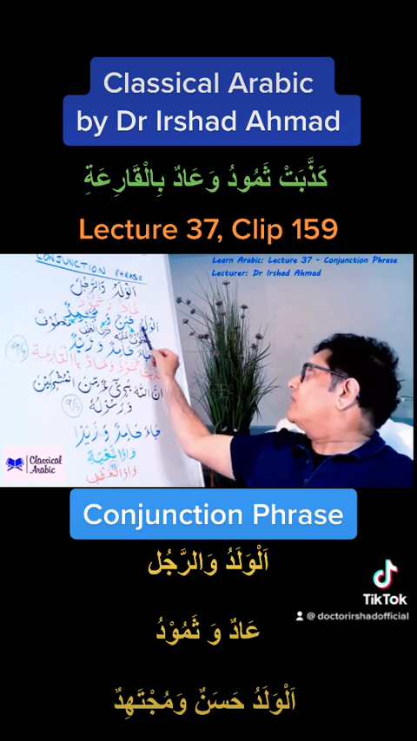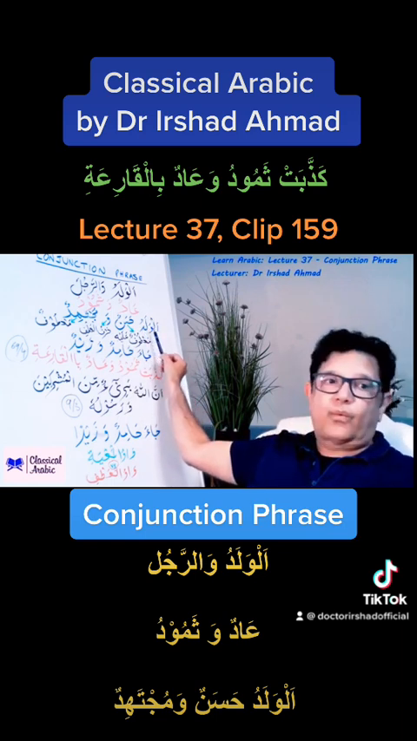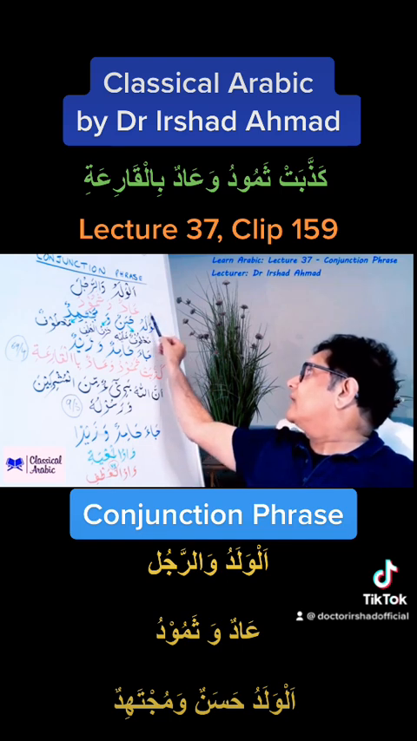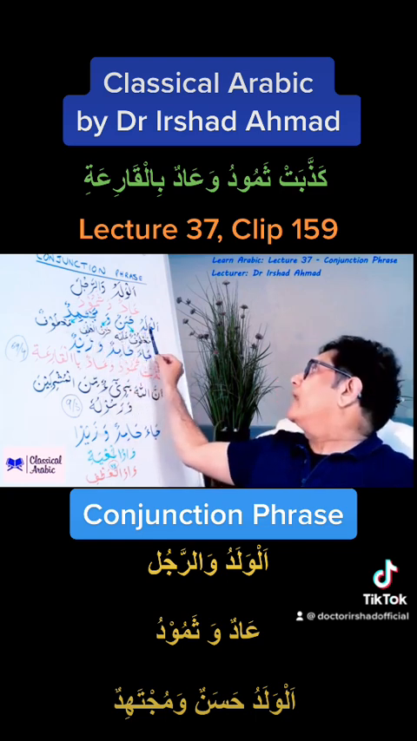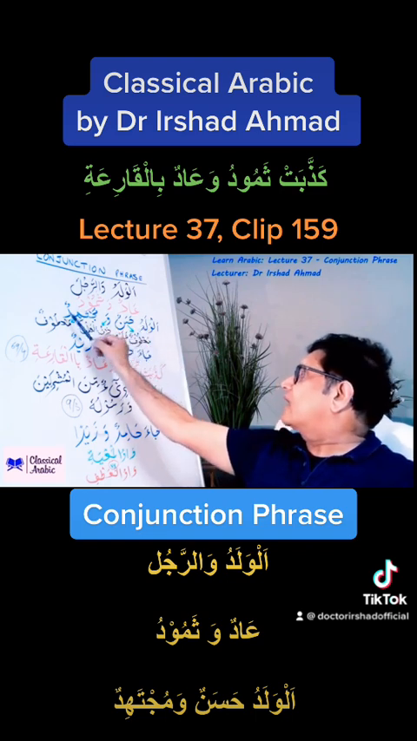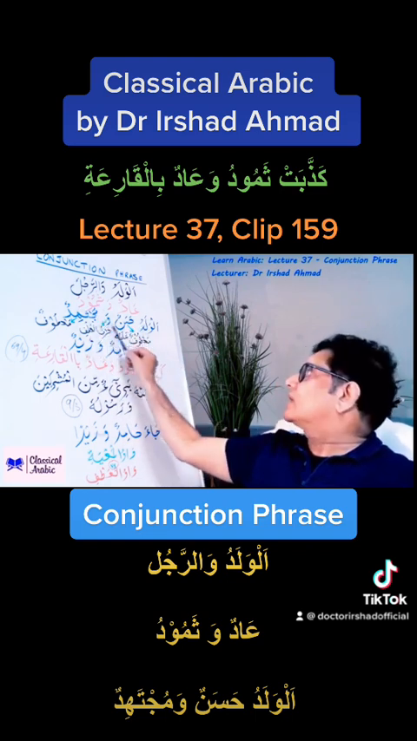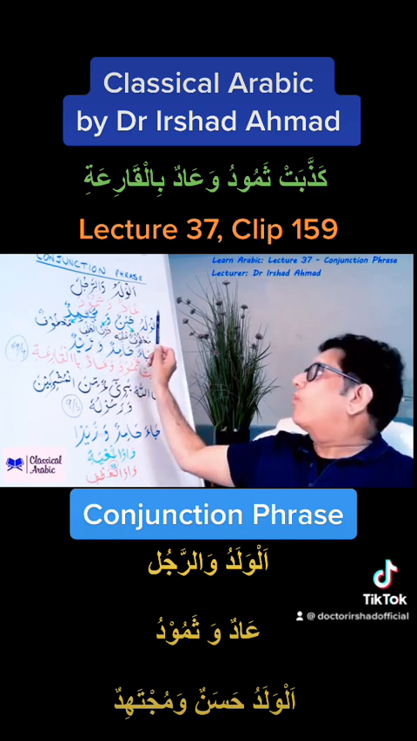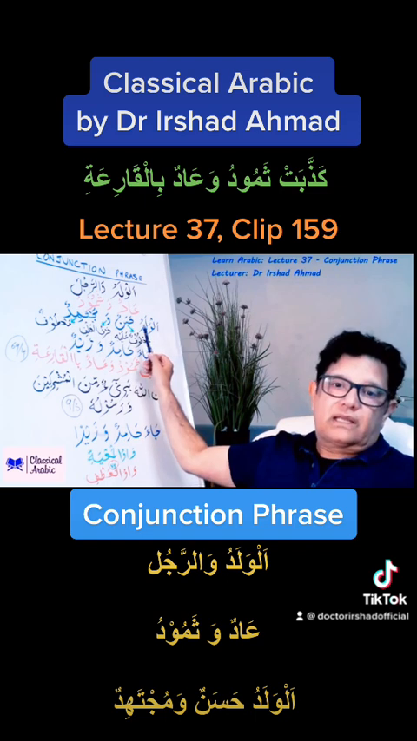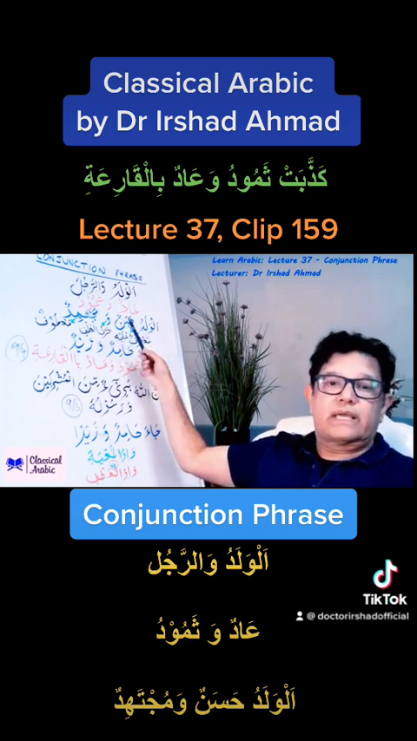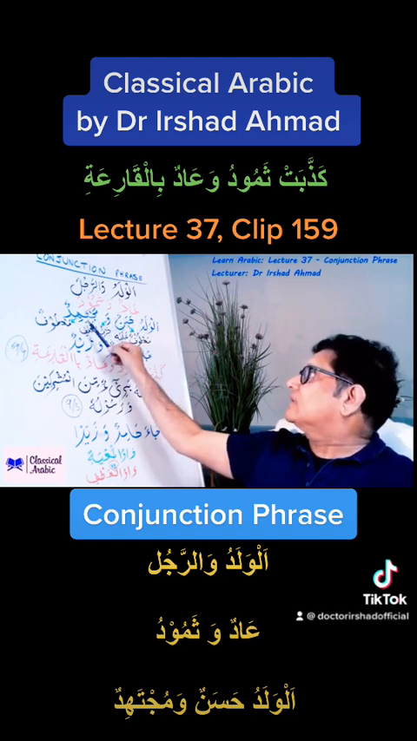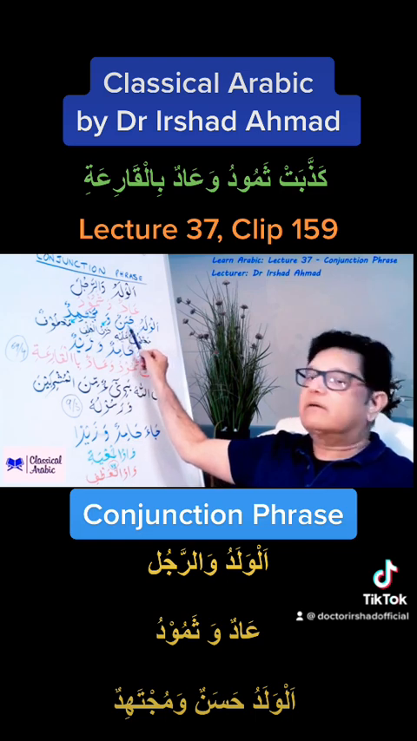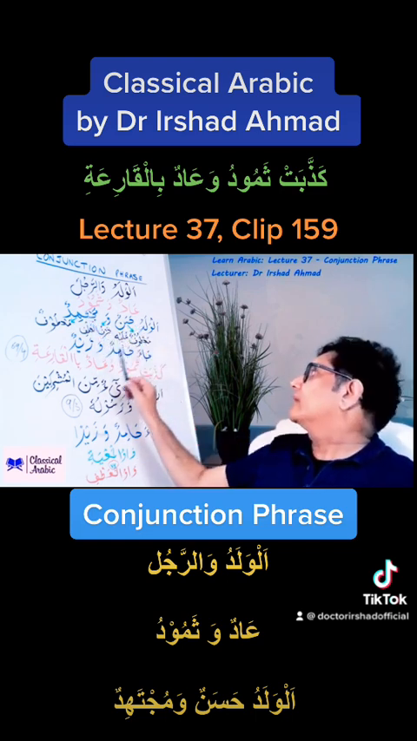So al waladu, this sentence is starting with an ism, so this is jumla ismiya, and in jumla ismiya this is our mubtada, and if this is our mubtada, the rest is going to be our khabar, and in this case our khabar is going to be a conjunction phrase, not just one ism. Remember, in the past we said al waladu hasanun, the boy is good. Now we are saying al waladu hasanun wa mujtahidun, the boy is clever or smart and hardworking.